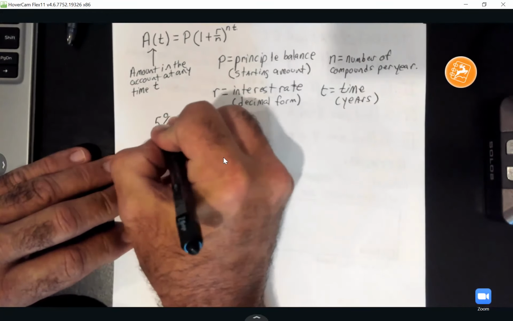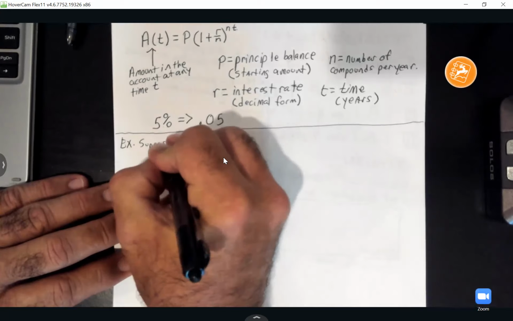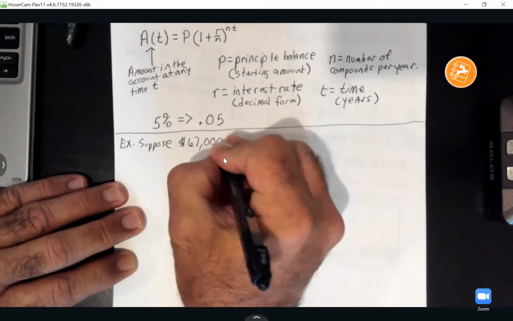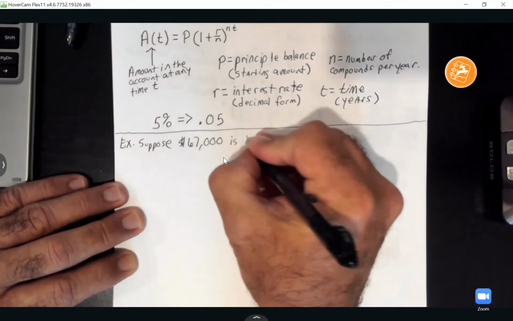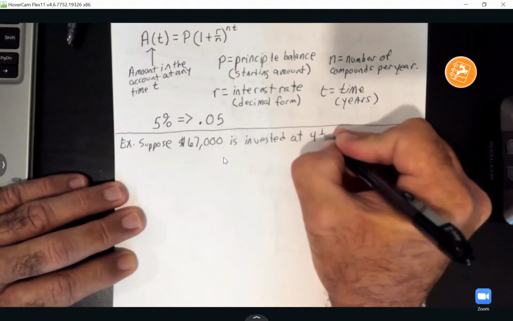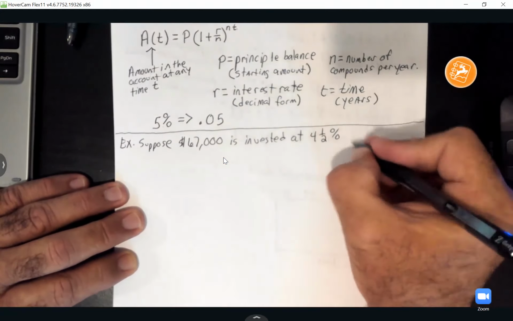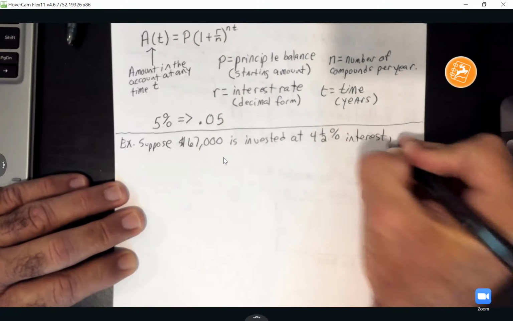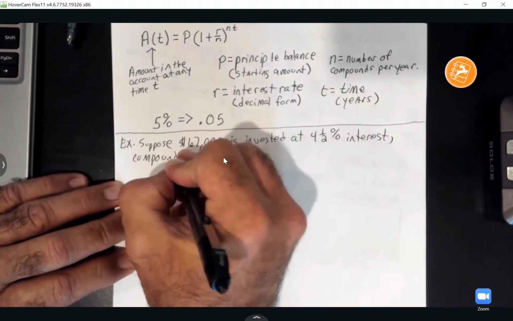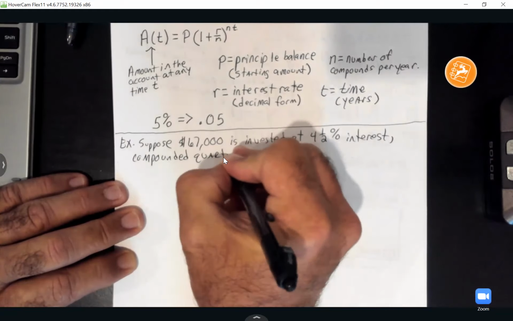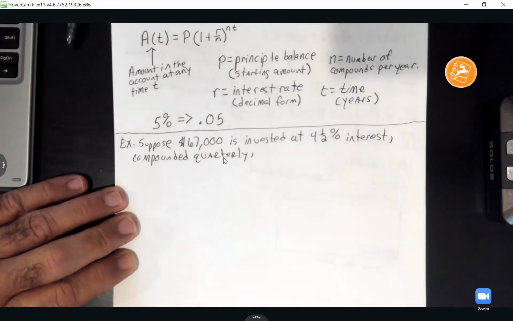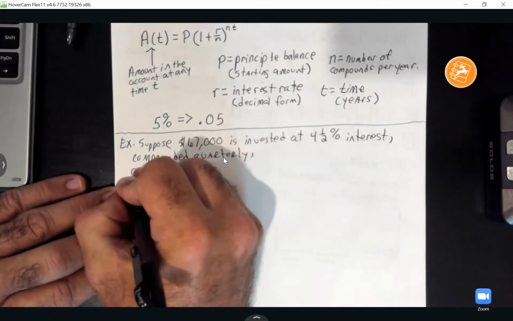So y'all, here we go. Suppose $67,000 is invested at 4.5% interest, compounded quarterly. So this will have an A and a B. So let's play with A first.